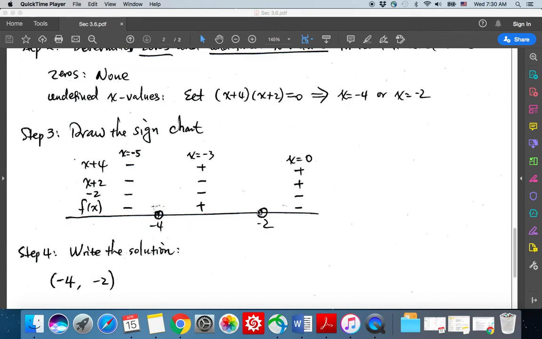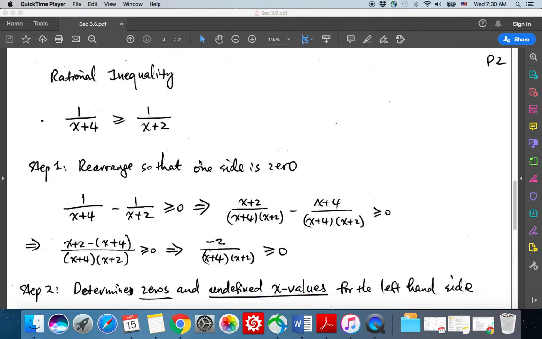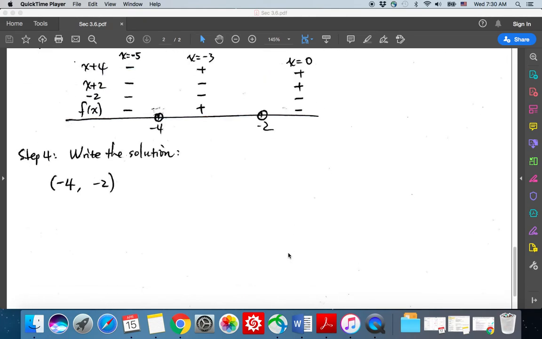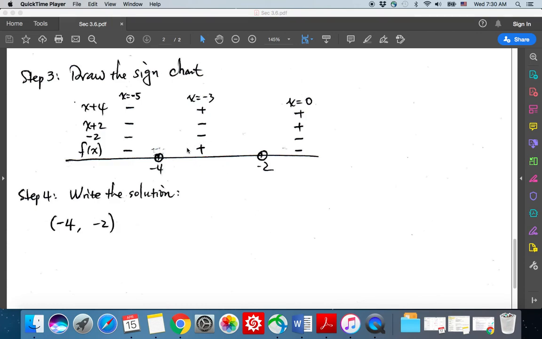Now we're going to select the appropriate sign. We're talking about the rational function greater than or equal to 0, and over this middle piece, the rational function is strictly positive. We don't have any point where the rational function equals 0, so the solution is going to be this middle piece, from negative 4 to negative 2, open at both ends.